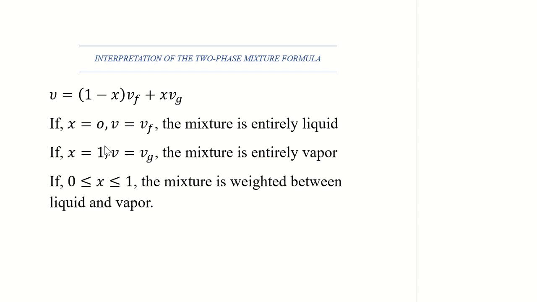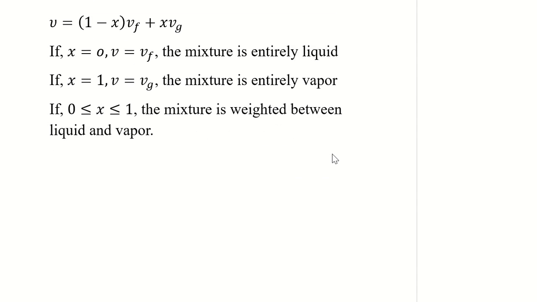Now, should you do a calculation and you find that your x is equal to 1, you're going to multiply 1 here and you get v subscript g, and 1 minus 1 is 0. This will remove the concept of the liquid. That means the whole mixture is entirely vapor. What does that tell you? Maybe you've overboiled your water and the liquid is just phased out and it's now vapor. That's what it means.